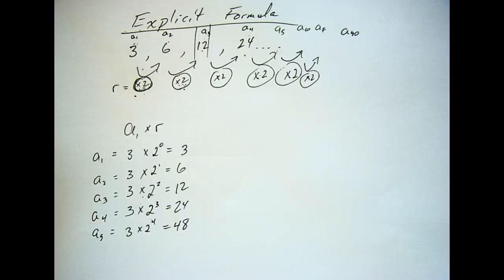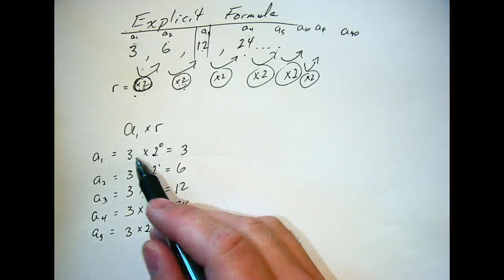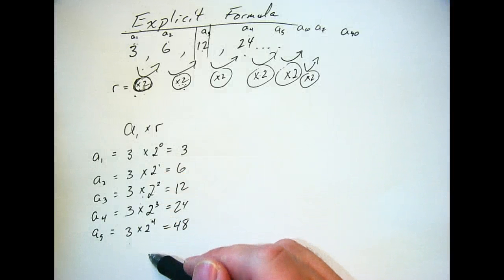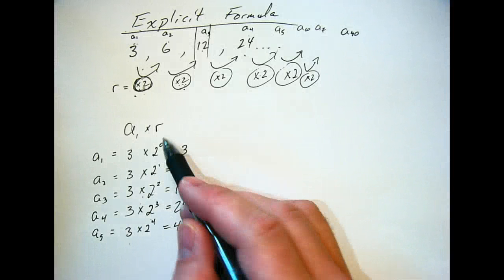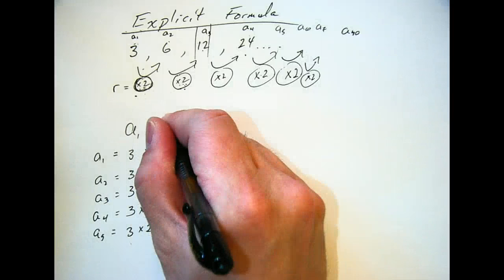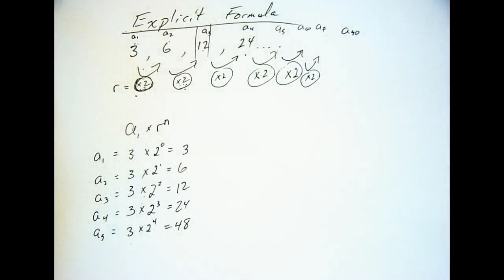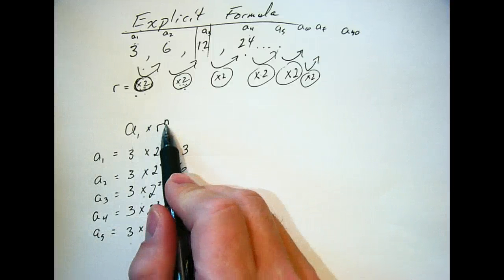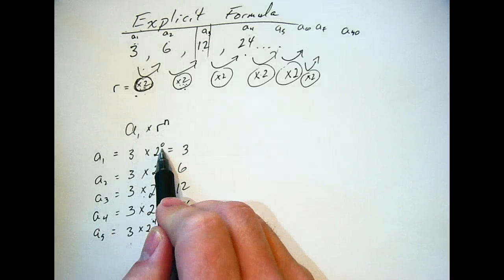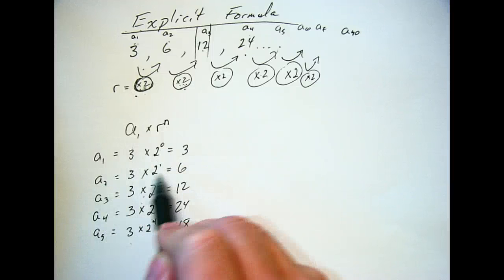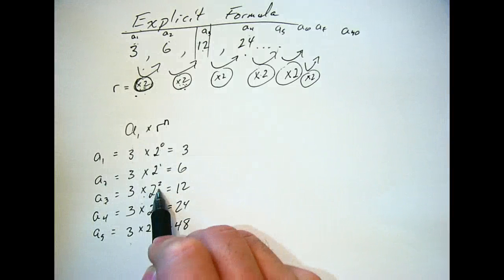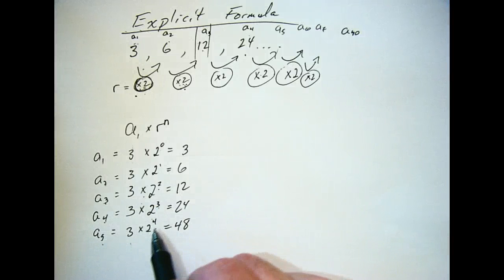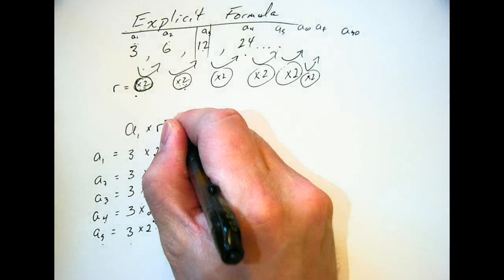Okay, what's the one thing that's changing every time? Is A1 changing? Is R changing? Well, the little power is changing. It's n minus 1. N is 1 here, but that's 0. Here n's 2, but that's 1. Here n's 3, but that's a 2. Here n's 4, but that's a 3. Here n's 5, but that's a 4. As Amanda said, it's n minus 1.